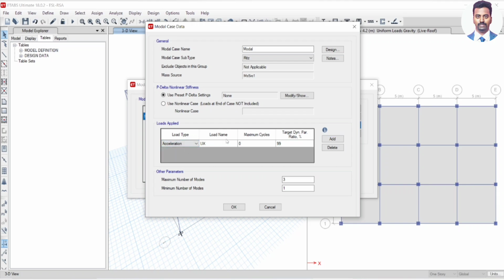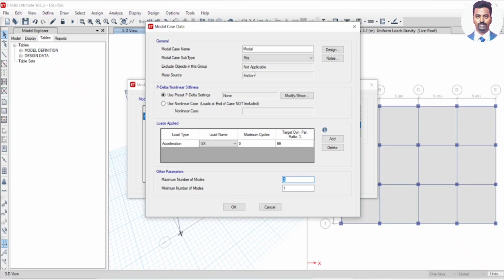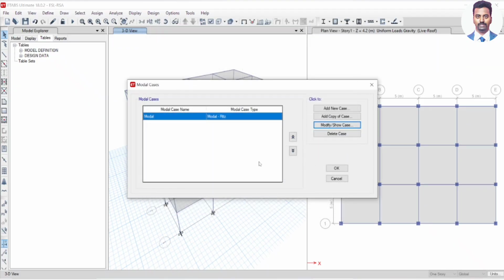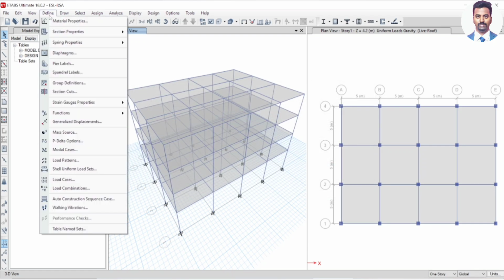We need acceleration in only the x direction. You can see all the y and z directions are there, which is not required for us. Now we only need 3 modes in x direction. So this is what is given here. 3 modes in x direction is only considered. Now let us press OK and define load cases.